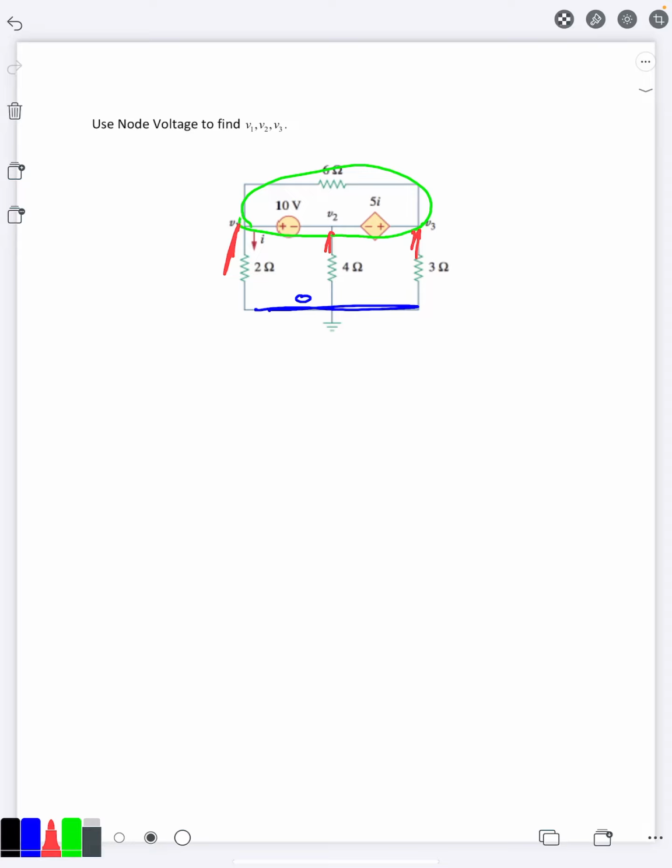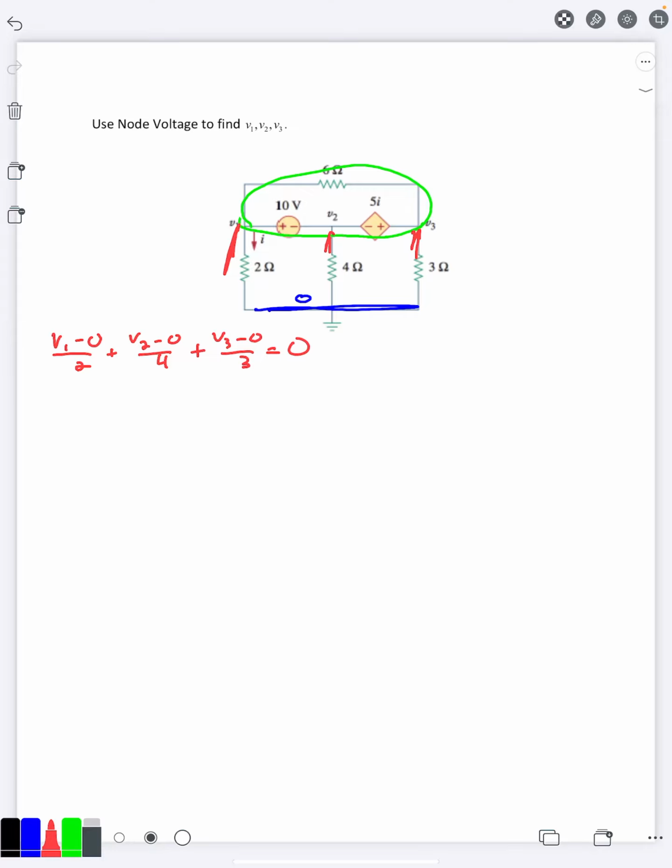So let's see, as is written, the one on the left going down is going to be V1 minus 0 over 2. And the middle going down would be V2 minus 0 over 4. And the one on the right going down would be V3 minus 0 over 3. Add up those currents, you're going to get 0.